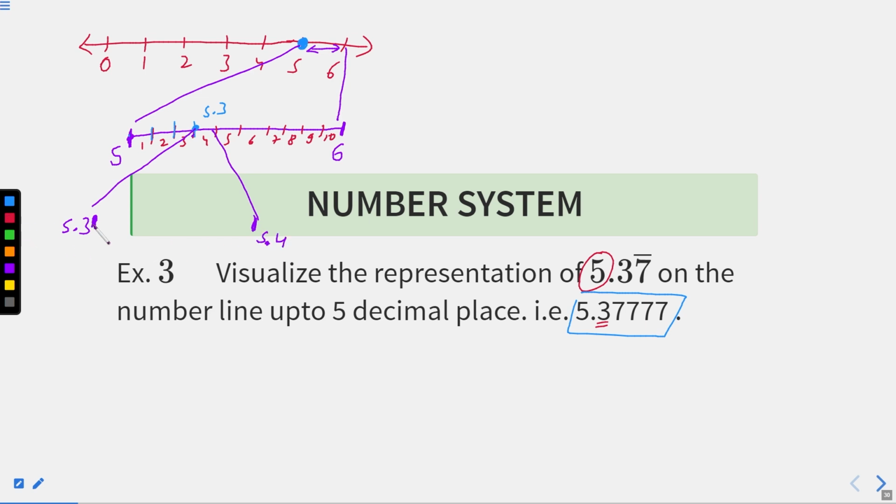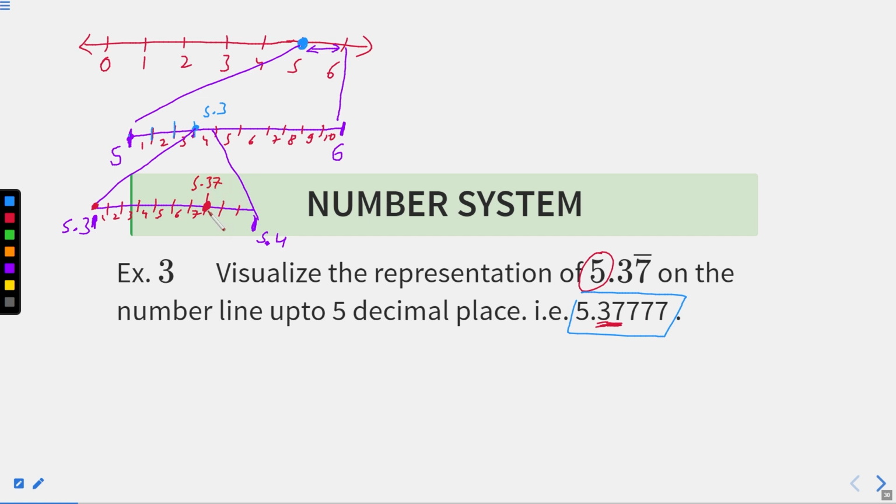So again we have to divide it into 10 equal parts: 1, 2, 3, 4, 5, 6, 7, 8, 9 and 10. Now we stop when we get the 7th part. So we are now at 5.3. Now the 7th part is here. So 1, 2, 3, 4, 5, 6, 7. So the 7th part is here. Now we are at 5.37.